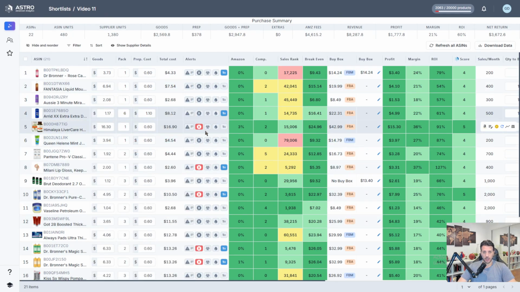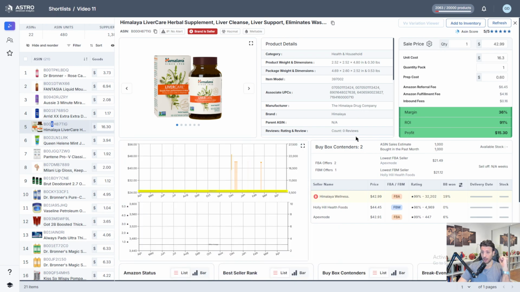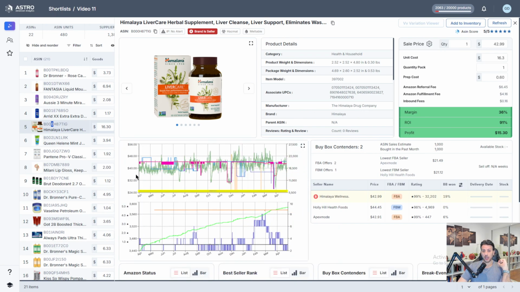Now, this one here, I see there's an alert. The brand is a seller alert. So we really should look at this and see if it's worth buying or not. I see a very stable price, which is obviously awesome, but the brand is a seller.